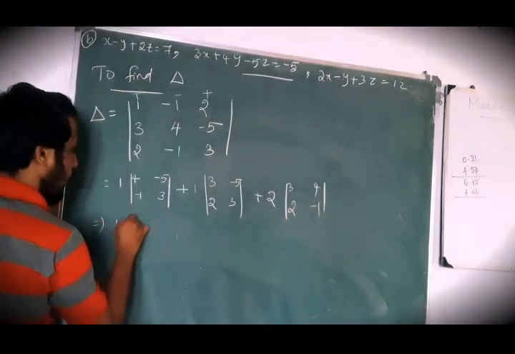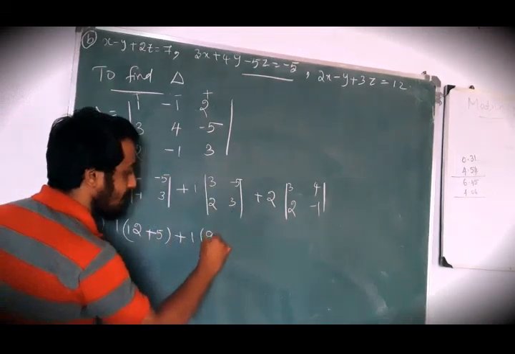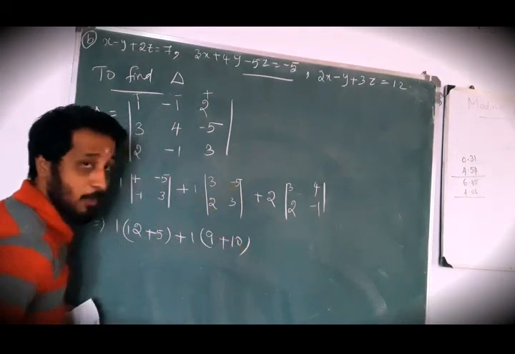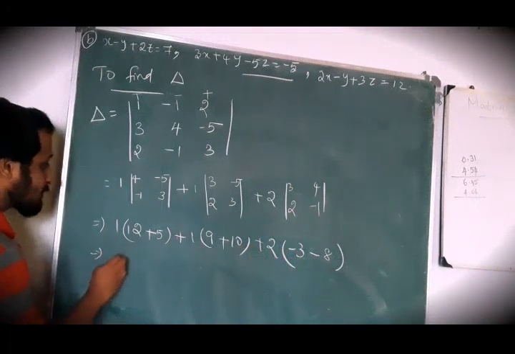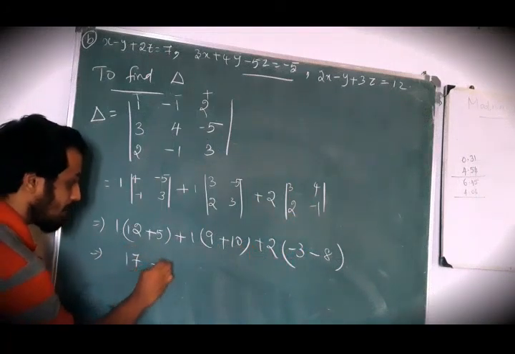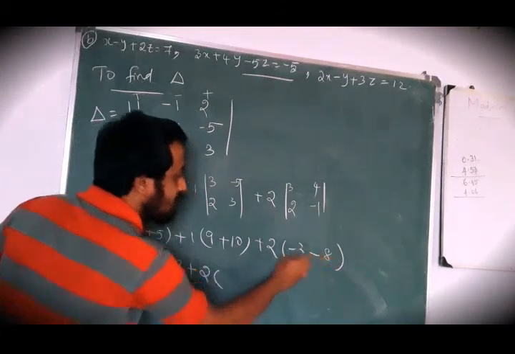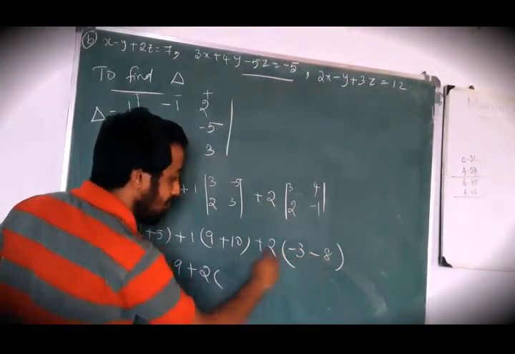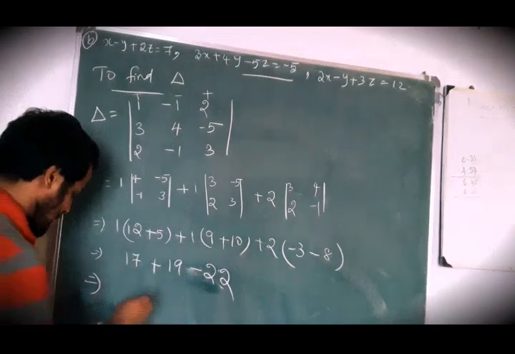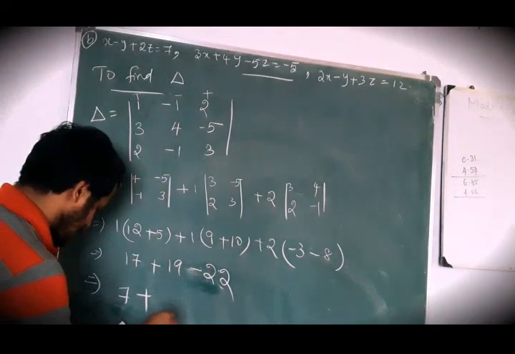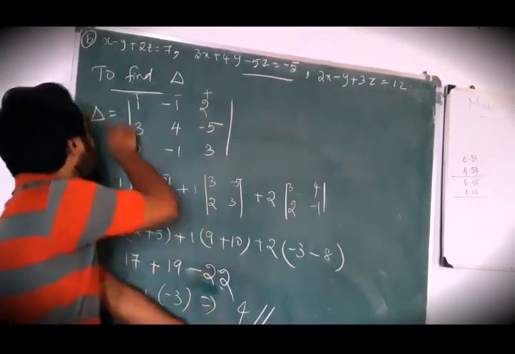Yes or no? So that is 1 into 4 times 3 is 12 minus, minus into minus is positive, so 5, plus 1 into 3 times 3 is 9 plus 5 times 2 is 10, because minus into minus will be positive, plus 2 into minus 3 minus 8. Now 12 plus 5 is 17, plus 9 plus 10, that is 19 into 1 is 19, plus 2 into minus 3 minus 8, that means minus 11, minus 22 you will get. So the value of the determinant is 19 plus minus 22, which is minus 3. Then 7 plus minus 3 is nothing but 4. Determinant value is 4. That means delta value is 4.